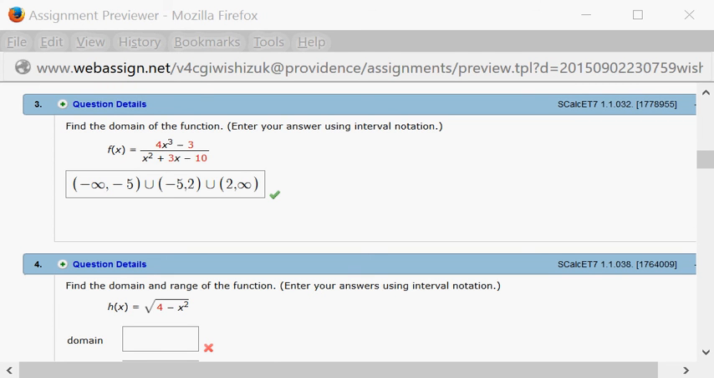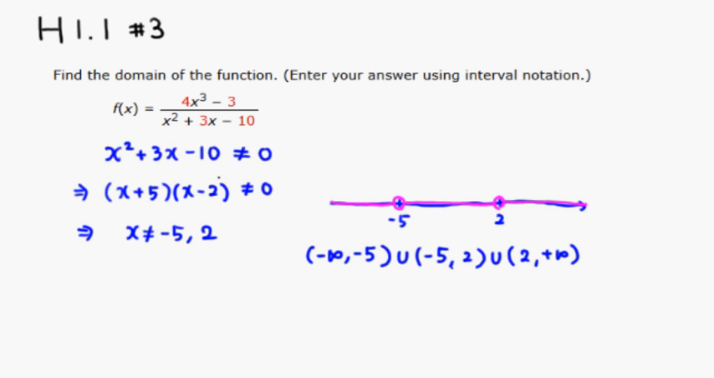All right, I came back and it looks like we got this one correctly. All right, that's it. I hope that this was clear.